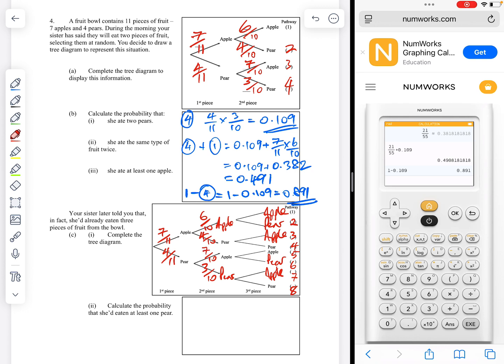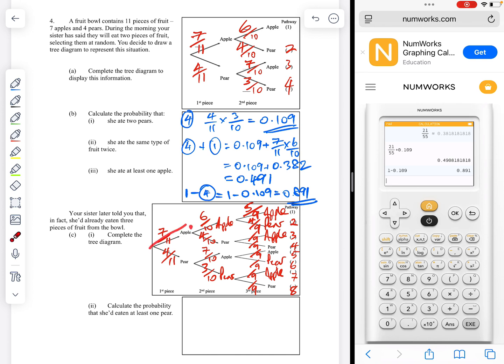This is now the 3rd piece of fruit. So we have to think about what has gone before. 2 apples have been eaten at the top. We're down to 5 apples. And we're also down to having eaten 2 pieces of fruit. We're now down to 9. So that's going to be out of 9, in fact, all of them at this stage. 3rd piece means 2 pieces of fruit gone. We're down to 9. So at the top, 5 out of 9 for apples, still 4 pears.